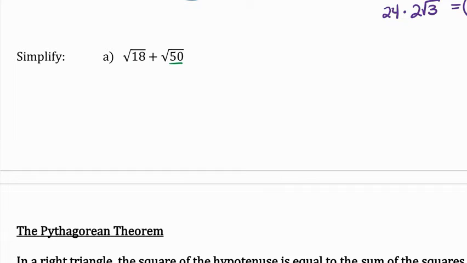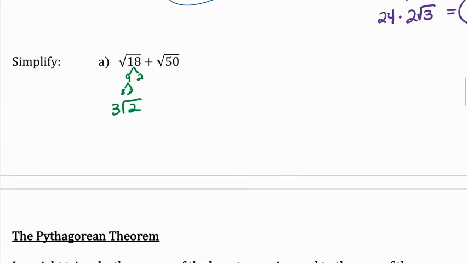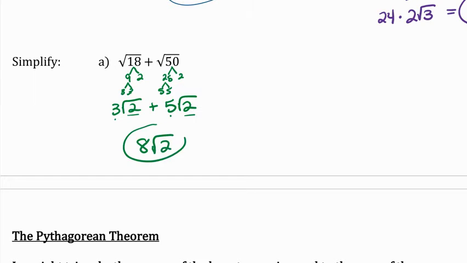We can do that by simplifying each of our radicals sometimes. So if I break down the 18, 9 and 2, that's a 3 and 3. So this is 3 radical 2. 50 I can break down to 25 and 2. That's a 5 and a 5. So then we get 5 radical 2. Now that they both have a radical 2, I can add together the coefficients. So we end up with 3 plus 5, which is 8 radical 2.